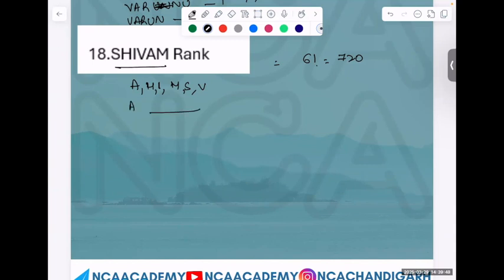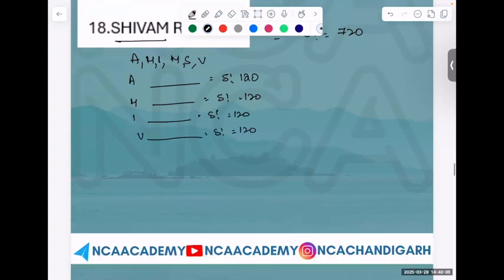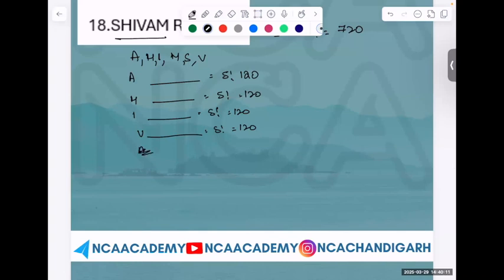How many fill in the blanks are there? 5. What's 5 factorial? Good. Then H. I don't require 5 factorial. Then I. 5 factorial. Then M. Then S. 5 factorial. 120. Then we have V.